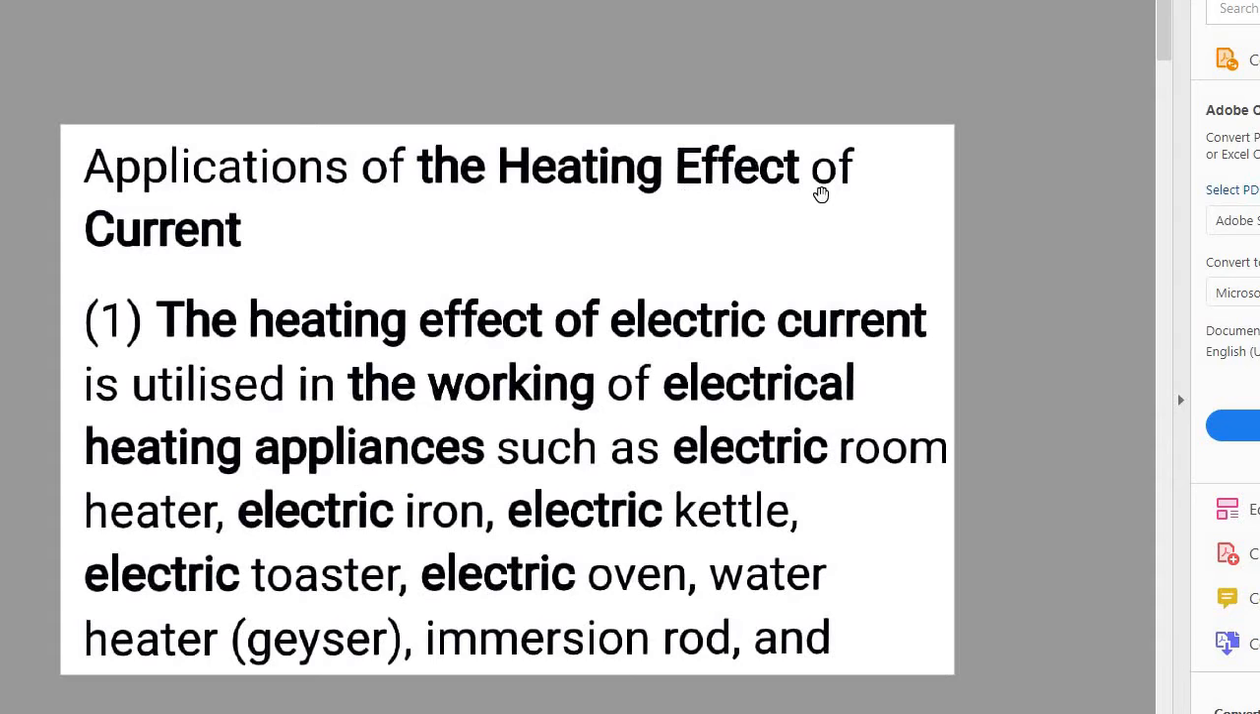See here, applications of the heating effect of electric current. The heating effect of electric current is utilized in the working of electrical heating appliances such as electric room heater, electric iron, then electric kettle and electric toaster. In this way you write down any four appliances. This is your answer number 1A.